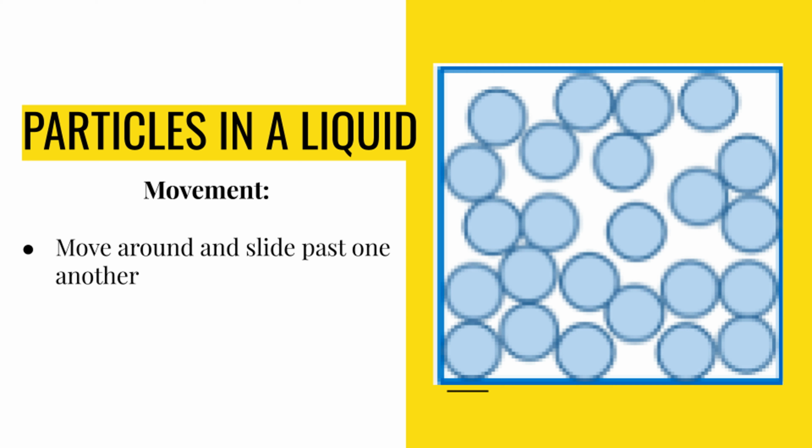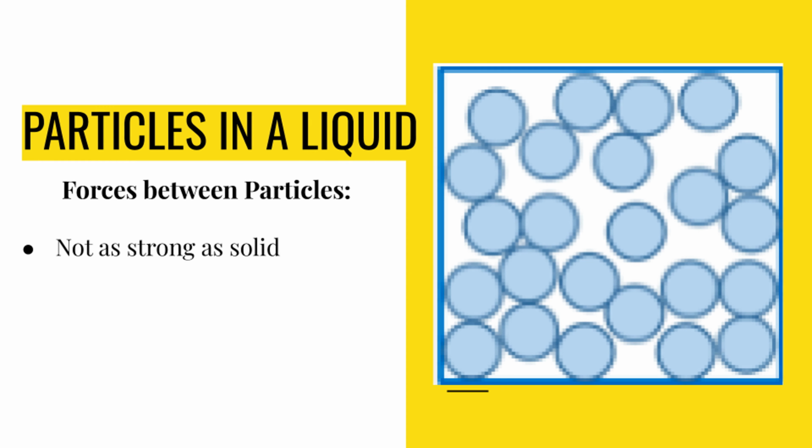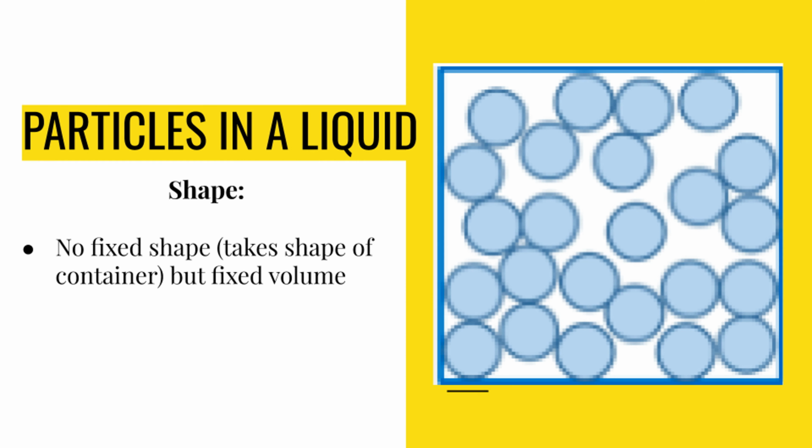We also have the forces between particles. They are not as strong as those in a solid. In terms of shape, liquids have no fixed shape, that is, they take the shape of the container but have a fixed volume.